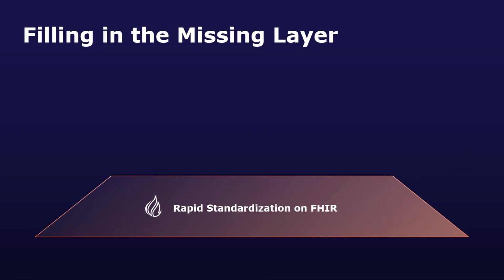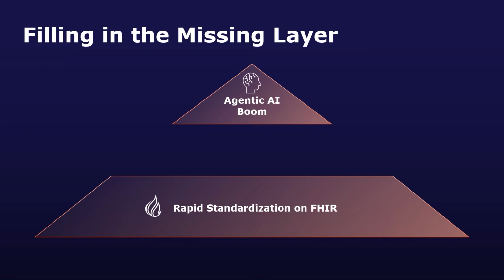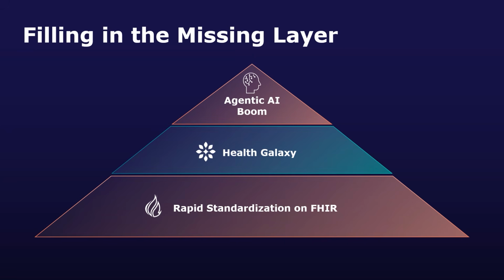Now, throughout the industry, there's rapid standardization on FHIR as hospitals, health plans, EMRs, startups alike have all started using FHIR to exchange data. And on top of that, they're leveraging FHIR to store their data and run analytics, build applications, and more. So FHIR is really taking over the healthcare industry. Meanwhile, AI agents are booming, but there is a missing piece. That's the bridge between this healthcare data and intelligent actions. And that's where Health Galaxy comes in.